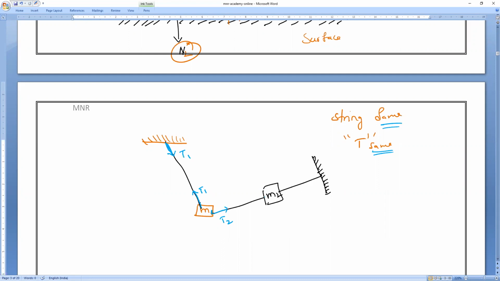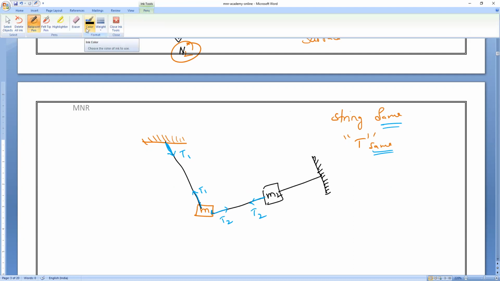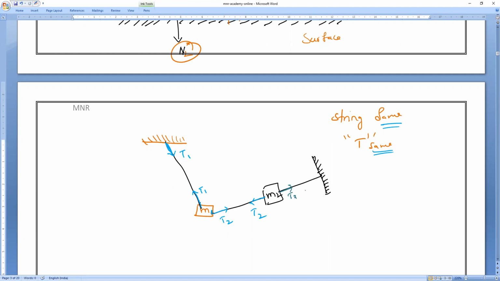Because the string changes, the tension will change, so let me consider that T2. Here also it will move away from the body, and since it is the same string, it is also T2. Do you all remember that question which we solved? Next, the tension exerted by body M2 towards this rigid surface I will call T3, and the rigid surface exerts the same T3 on it. That is how you need to calculate the tensions.